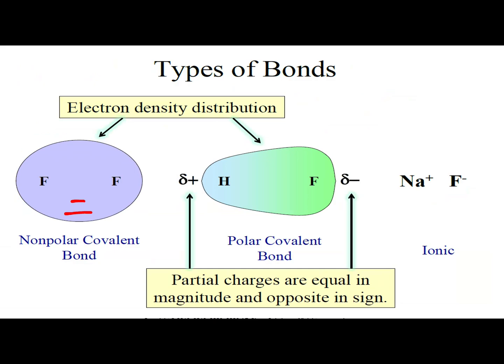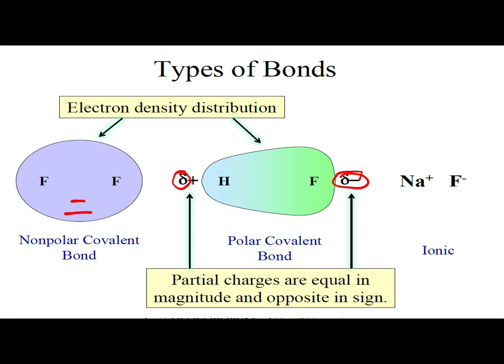But in the HF molecule, this blue region represents low electron density, and we use this little delta symbol here. So since it's low electron density, it's slightly positively charged, and the green region represents high electron density. More electron density in that area is going to make that end more slightly negative. So the electrons are going to spend most of their time around the more electronegative fluorine atom.